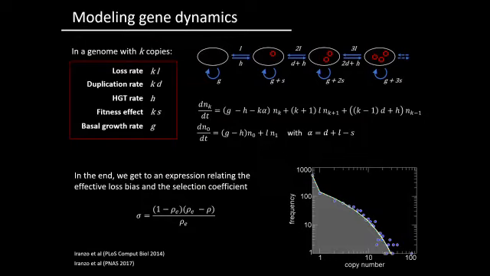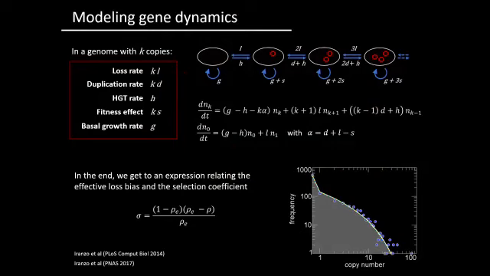Well, here I put some equations. We did some models. We basically wrote some equations describing this process of gene gain, gene duplication, gene loss, and selection. The equations look something like this. And then what we did was to solve those equations and find the relationships that basically relate the effect of selection with the effect of gene loss.